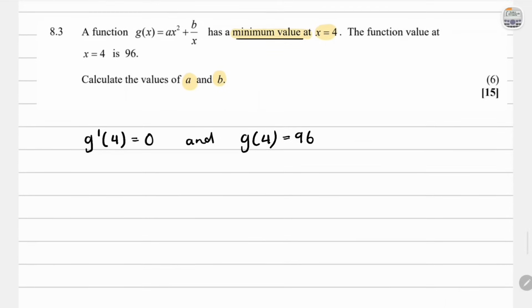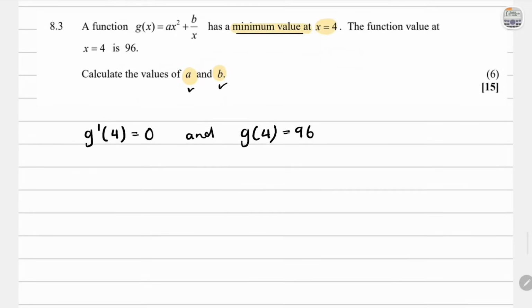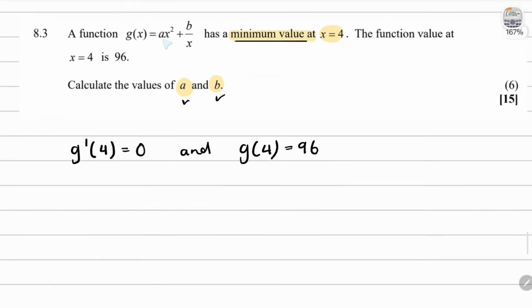And let's see how we can use this to find a and b. So it's more than enough. They've given us two pieces of information to find two missing variables. So here's how we can find this. G prime of 4. We can find the derivative of g, but check, is it ready to be derived? Not yet, because the x is still in the denominator, so we need to put it up to the numerator.